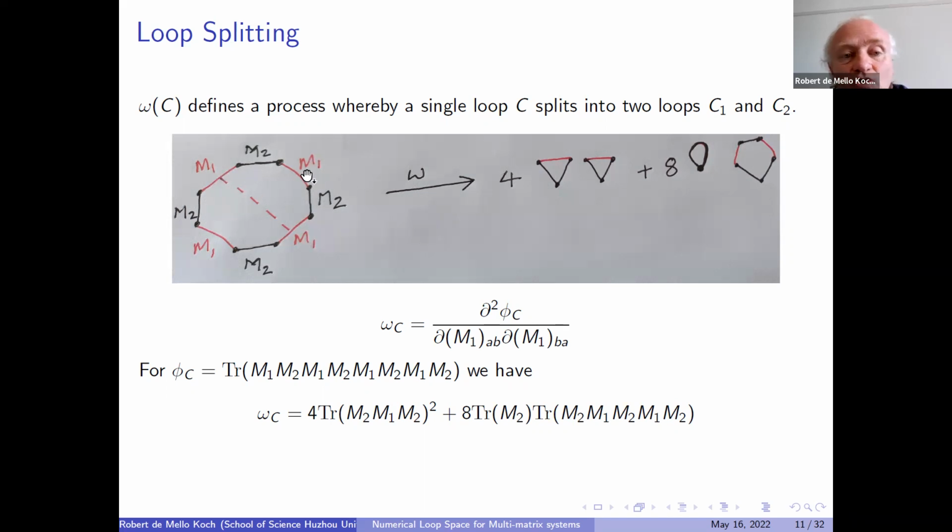If you take 2 adjoining M1s and close them, the M2 that's left produces a closed loop just of length 1. And you get a closed loop of the remaining 5 links. That gives you this term over here. And there's a total of 8 ways to do that. And then we get a factor of 4 when we join the 2 M1s shown in this figure over here. And the joining then produces 2 loops each of length 3. So that's little omega c. That's the loop splitting operation.